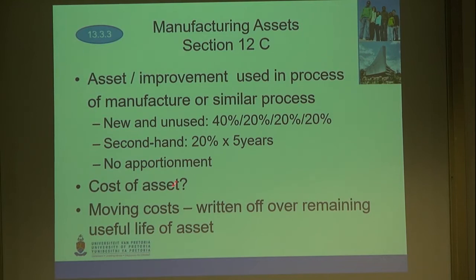We've spoken about the cost of the asset. We've said that there's no apportionment. So 12C is actually pretty easy because you're either applying 20% or it could be 40%. Very easy calculation. The only thing that makes 12C a little bit difficult is it speaks about this thing of moving costs.